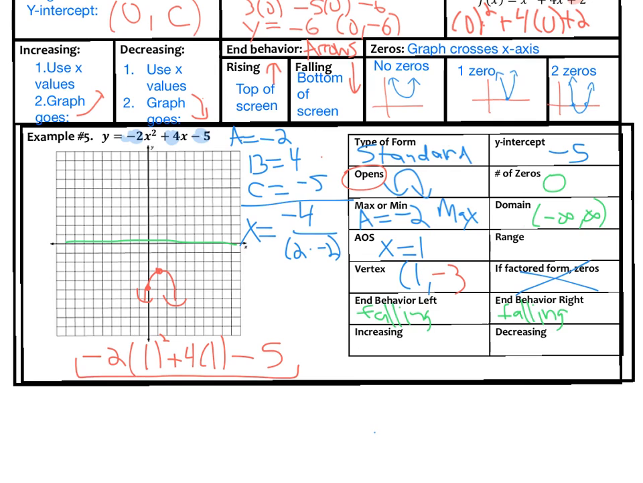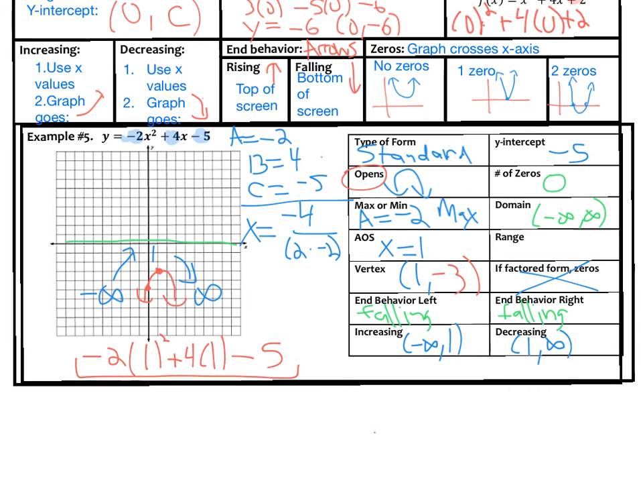So let's talk about increasing and decreasing. Increasing and decreasing is where we need the x values. All right, so that is -infinity. My x value there is 1. And then it's infinity. So it's increasing first and then decreasing. That was the roller coaster one. It's been a little bit since we've seen it.